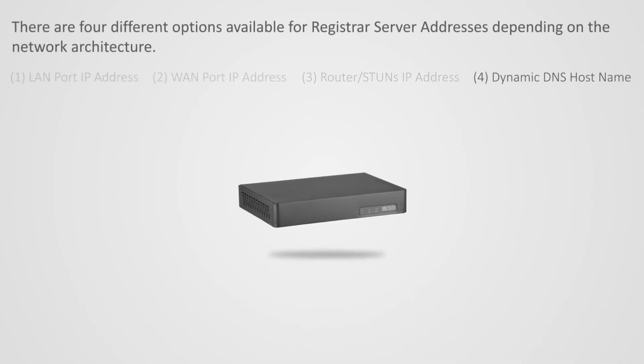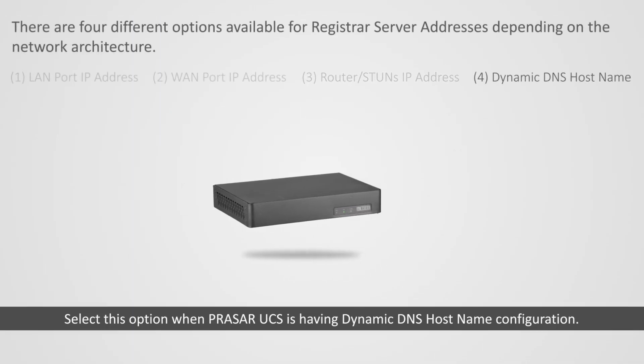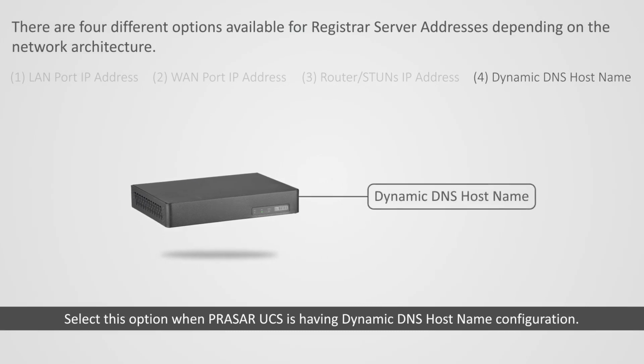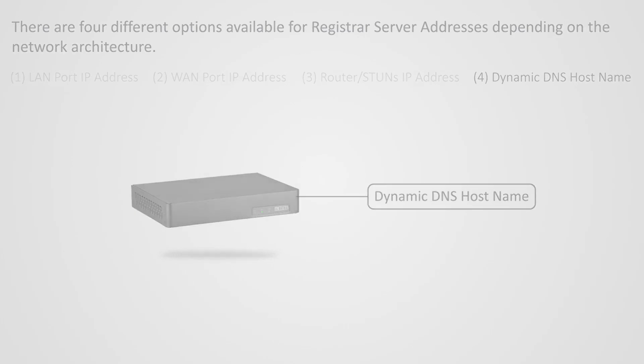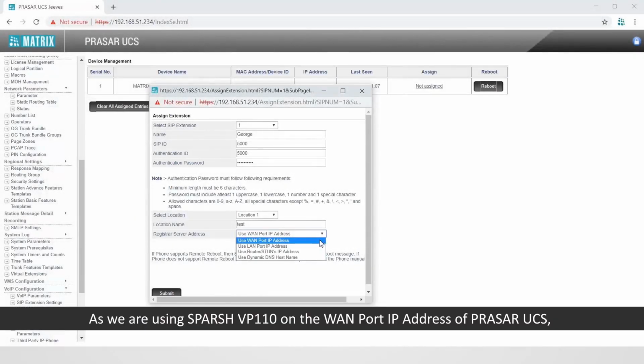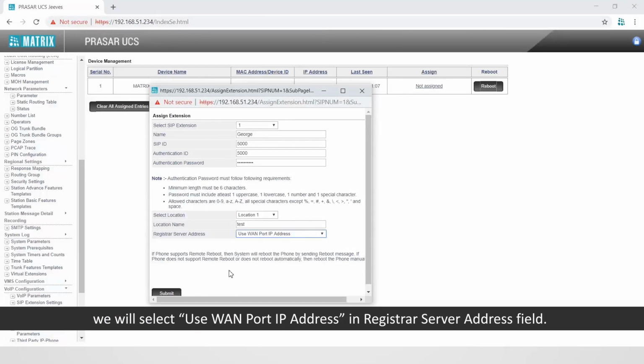Fourth, dynamic DNS host name. Select this option when PRASAR UCS is having dynamic DNS host name configuration. As we are using SPARSH VP110 on the WAN port IP address of PRASAR UCS, we will select Use WAN port IP address in Registrar Server Address field.